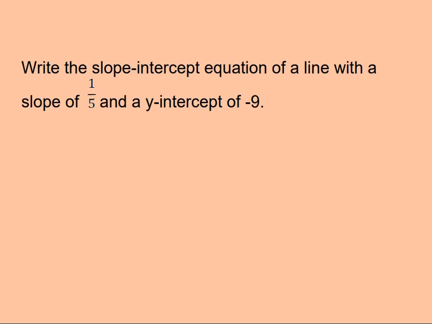Now we're going to write the slope-intercept equation of a line given the slope and the y-intercept. So here it says write the slope-intercept equation of a line with a slope of 1/5 and a y-intercept of 9. So remember the equation that's our slope-intercept form of an equation of a line is y equals mx plus b. So if they've given us the slope and they've given us the y-intercept, all we have to do is plug it into that equation.